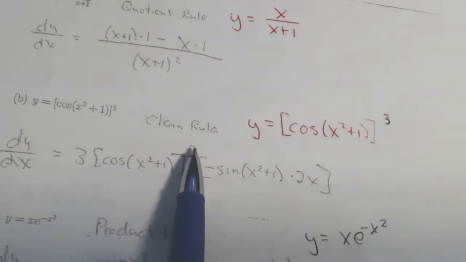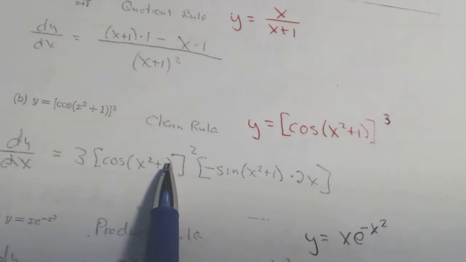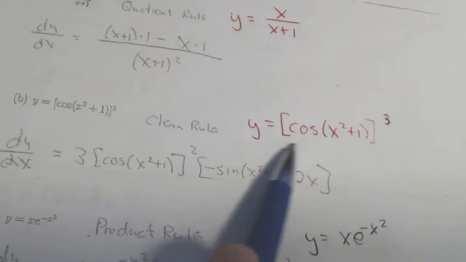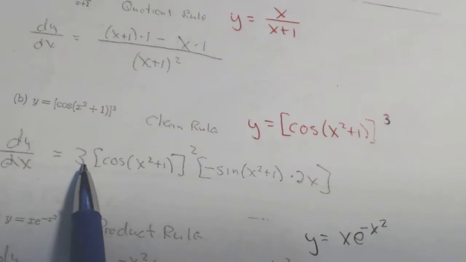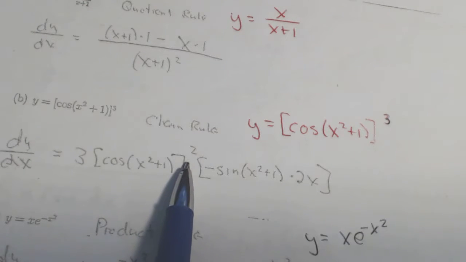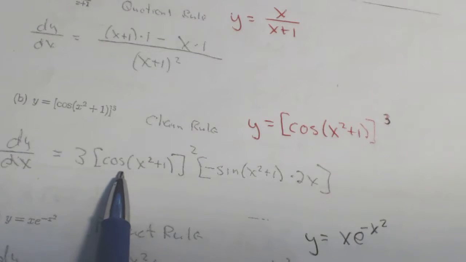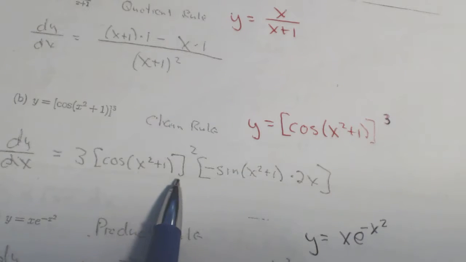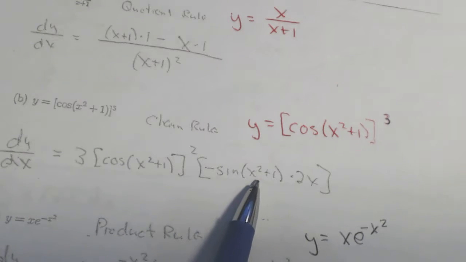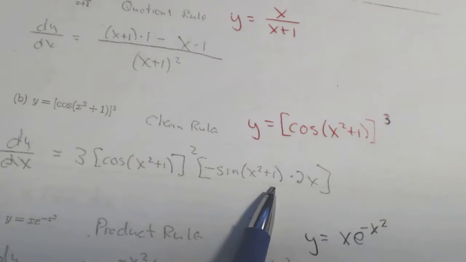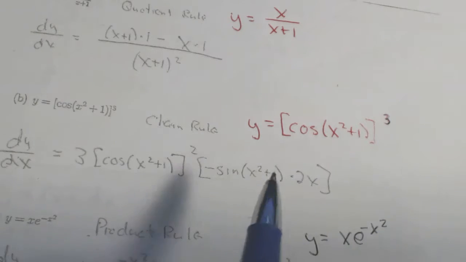So we get, okay, the derivative of anything cubed is you bring the power out front. You leave the inside alone now, and you lower the power by 1, making it squared. Now we're going to differentiate the cosine of x squared plus 1. The derivative of cosine anything is negative sine of that thing. Again, we leave the inside, the x squared plus 1, alone. And finally, we multiply times the derivative of x squared plus 1, which is 2x.